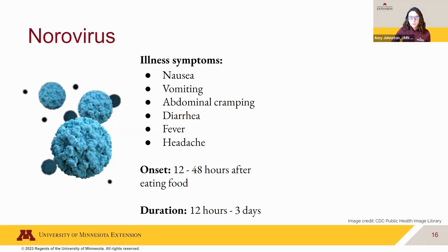Outbreaks of norovirus are frequently seen in settings where people are in close contact or proximity. So again, think of those winter months, we see spikes, but also childcare centers, senior living facilities. I think every year there's at least one cruise ship that reports a norovirus outbreak. And this is because the virus can spread really quickly and easily.